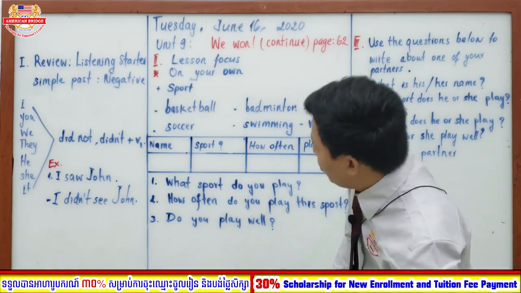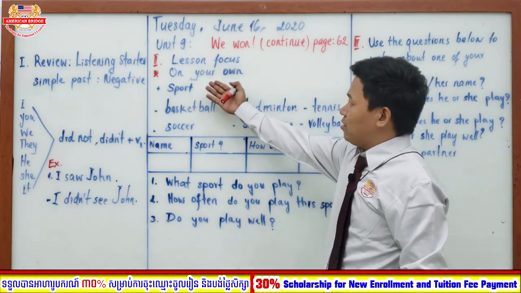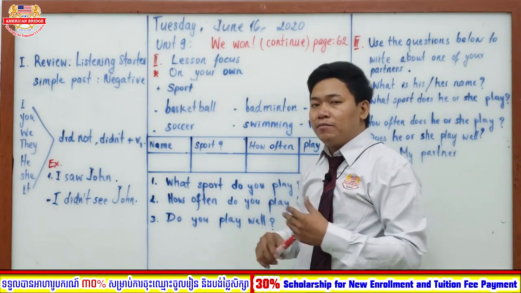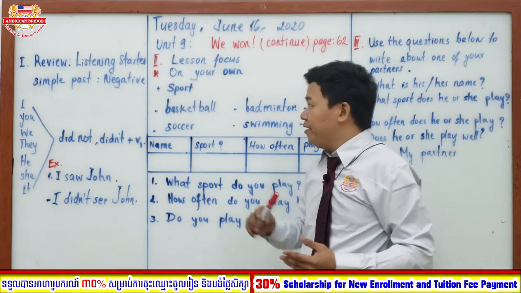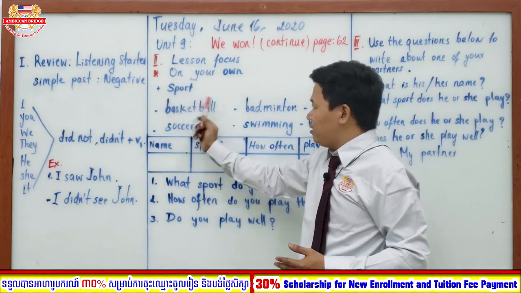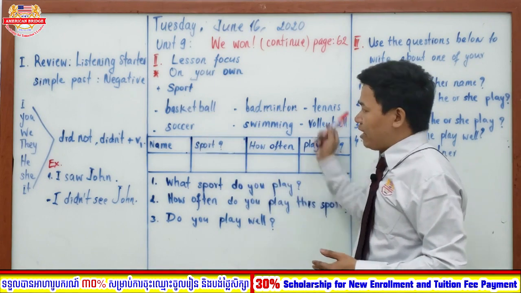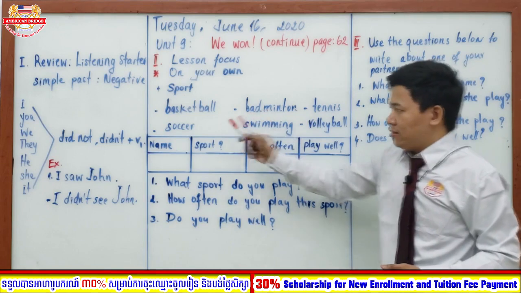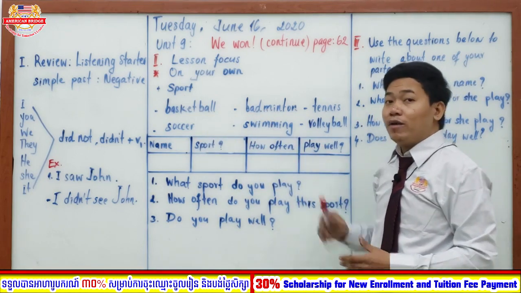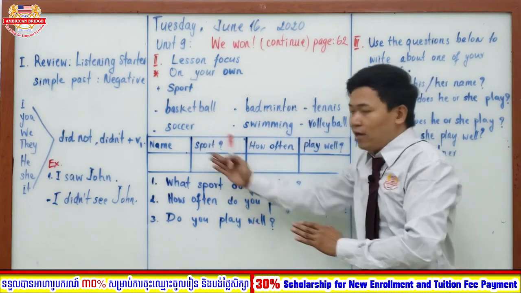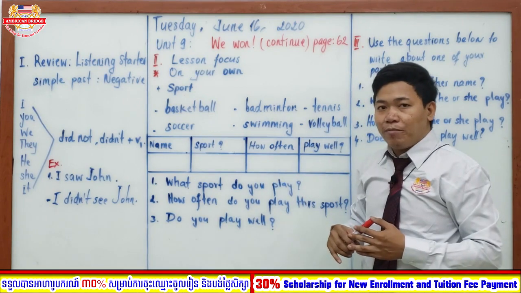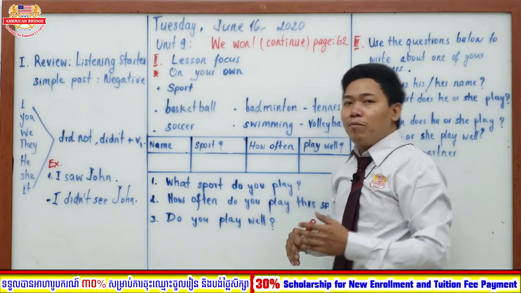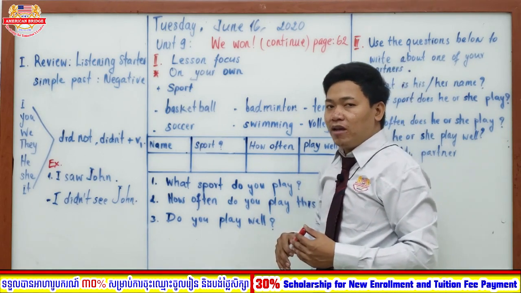Okay, so take a look at the whiteboard. Lesson focus on your own. Today I have brought some famous sports in Cambodia. These are sports in Cambodia. You can see basketball, badminton, tennis, soccer, swimming, and volleyball. These kinds of sports are very famous in Cambodia. So which one is the most famous in Cambodia, which many boys or males like to play, everyone?